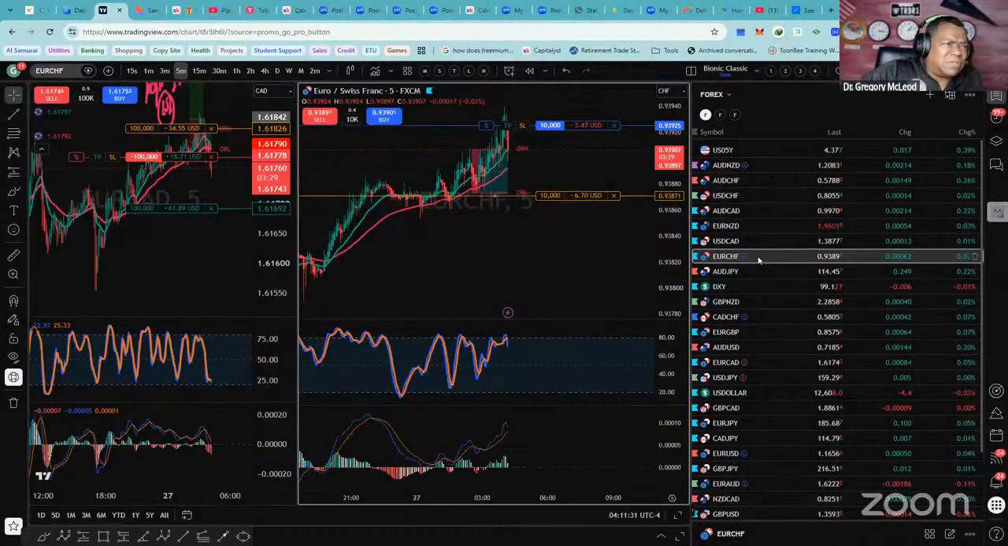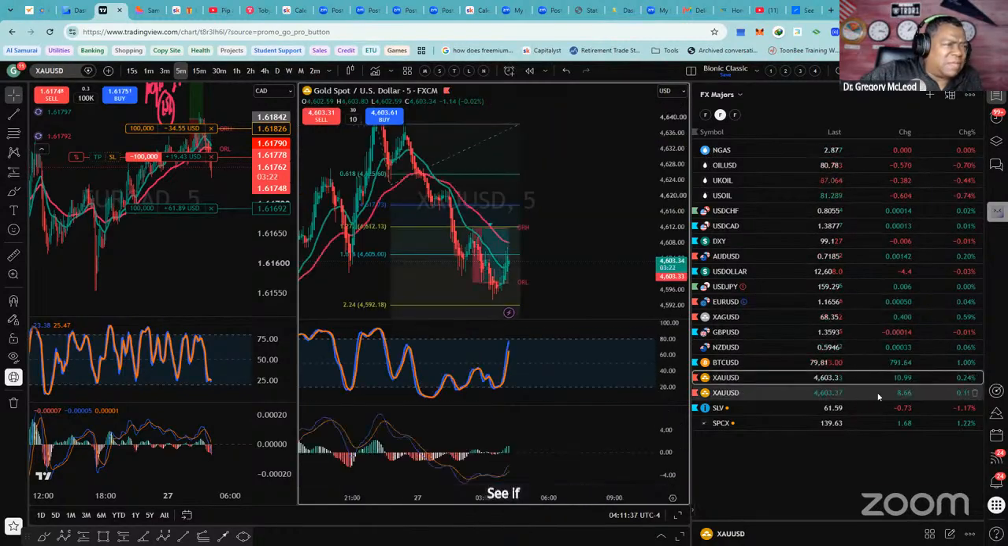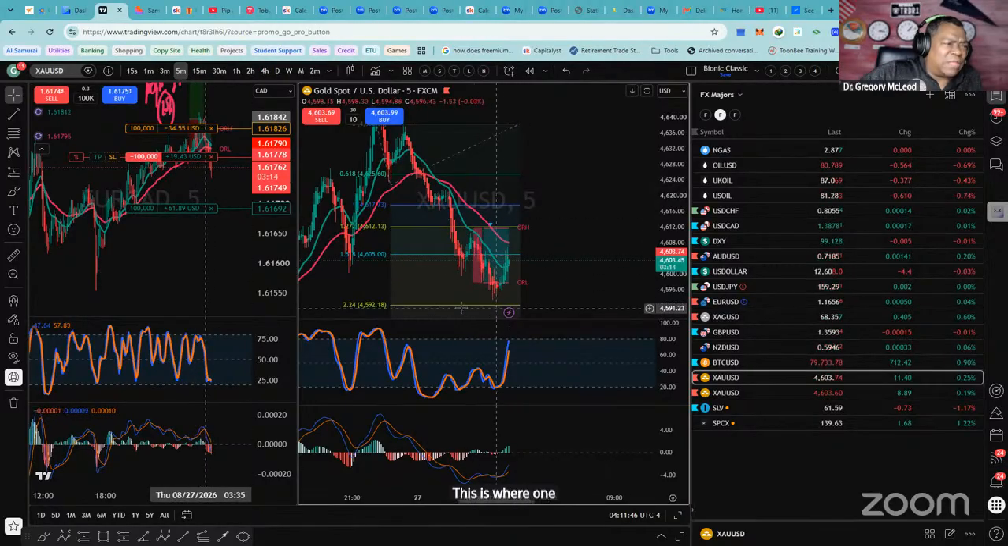Euro Swiss. Let's go back to gold. Let's go back and check that out. See if it climbed back inside the box. This is one of those counter trend trades where you can make money on the counter trend.